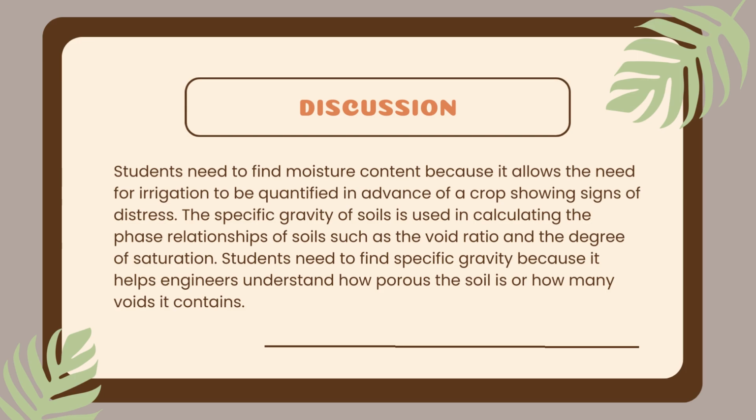For the discussion, students need to find moisture content because it allows the need for irrigation to be quantified in advance of a crop showing signs of distress. The specific gravity of soil is used in calculating the phase relationships of soil, such as the void ratio and the degree of saturation. Students need to find specific gravity because it helps engineers understand how porous the soil is or how many voids it contains.